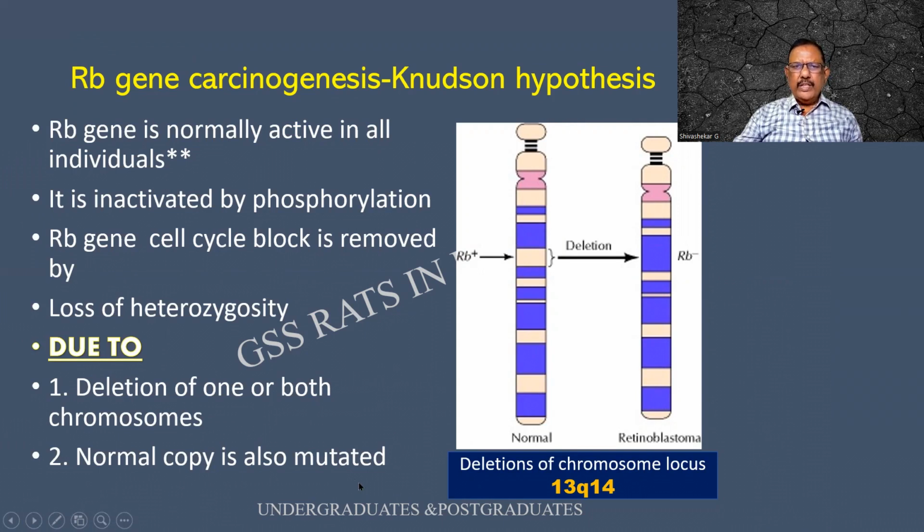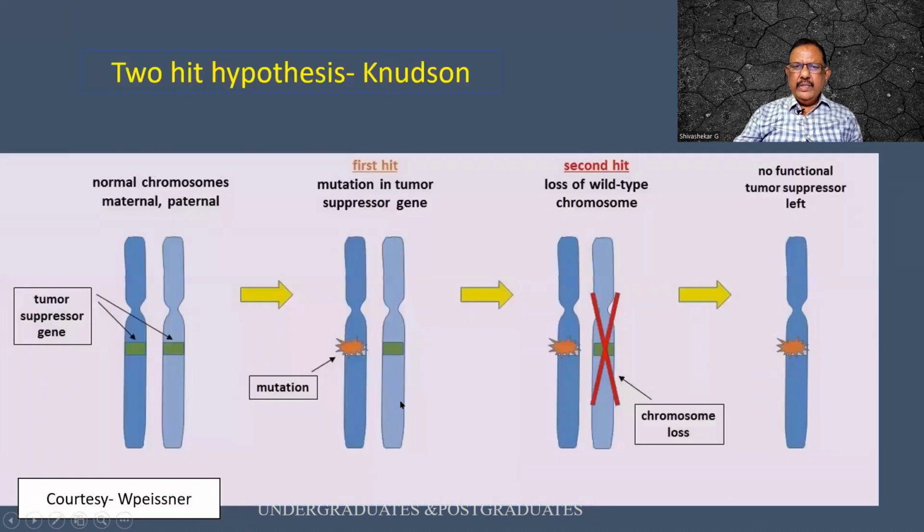So this is a wonderful explanation regarding Knudsen's hypothesis. If you are not convinced, see this picture again. A superb picture, thanks to, I do not know how to spell this person's name, Pesner probably, W being silent. So normal chromosomes, maternal and paternal, both have the tumor suppressor genes. So nothing wrong. But the first hit, it can be genetic also.